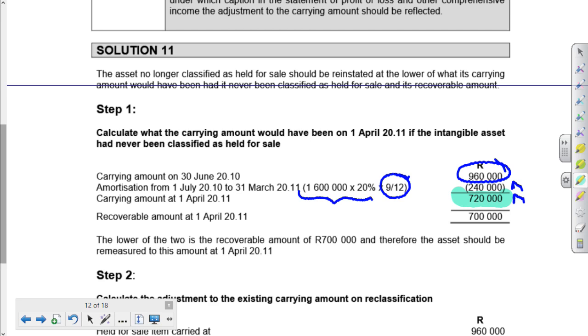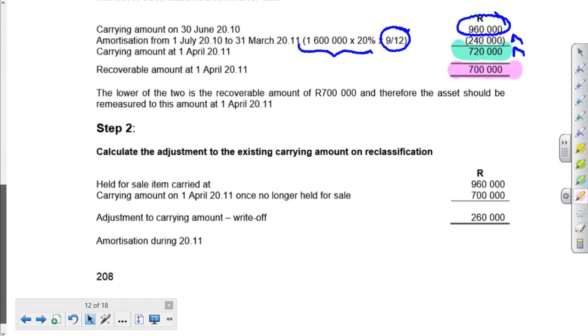I took the asset, I transferred it to non-current assets held for sale. It stayed there for the 9 months. I didn't amortize it for those 9 months. The value is now still sitting at 960. Now when I reclassify back, it has to go back at the lower of what it would have been, or the 700, which is the recoverable amount. And so now it needs to go back at the 700. Therefore, I'm going to have an impairment, isn't it? I'm going to have an adjustment to write off the asset from 960 to 700, the 260, so that then I can transfer it.